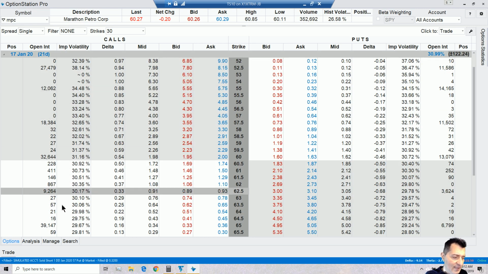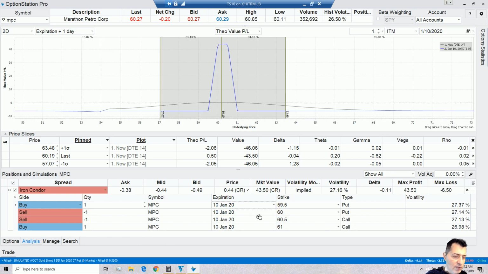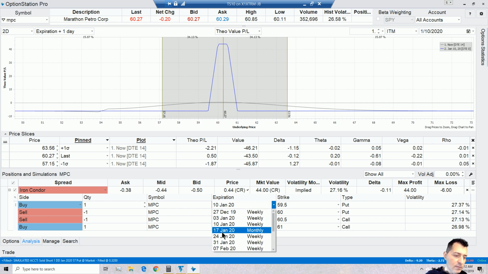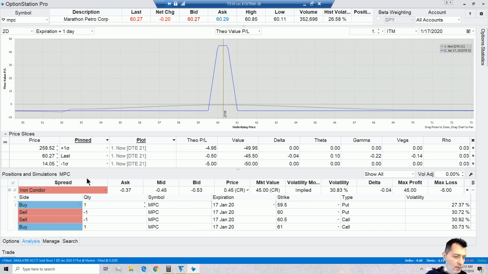January 17. And the problem here is that if I use January 17, I'm going to have to recalculate my range. Oh, that is very interesting. Something got a little crazy there.